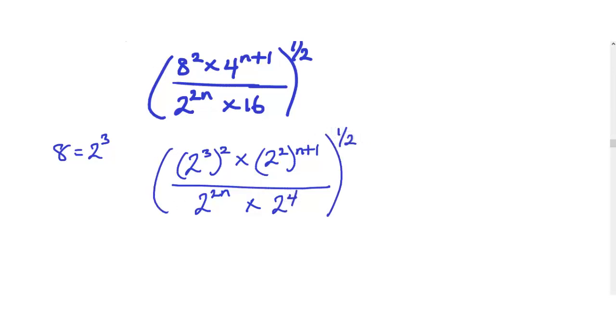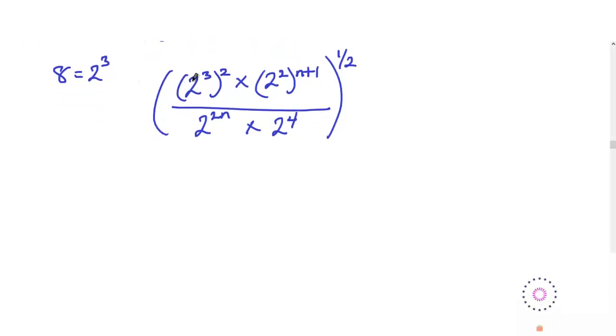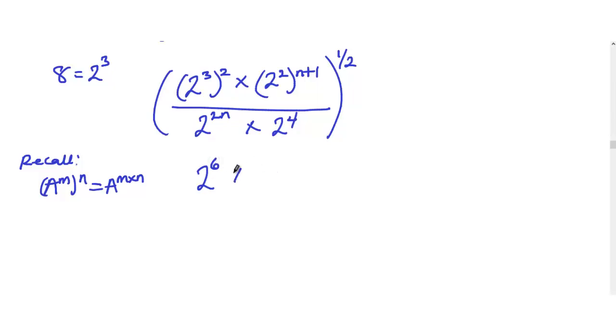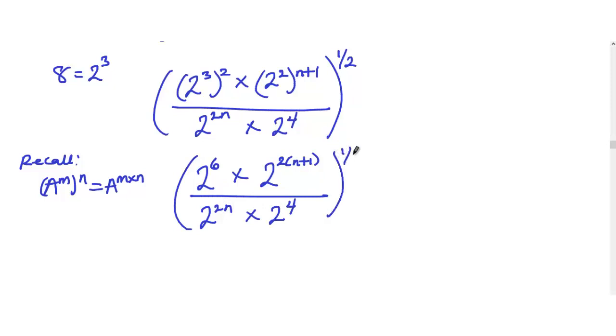1 over 2. So if we continue, we can multiply the power from the law of indices. You need to recall that if you have a raised to the power m, then raised to the power of n, that will give us a raised to the power m times n. So this one will now turn to, let me write, 2 raised to the power 3 times 2, that is 6. Then times 2 raised to the power, this one will be 2 into bracket n plus 1. We are going to be using this 2 to open this. Then over 2 raised to the power 2n times 2 raised to the power of 4. Then everything raised to the power 1 over 2.